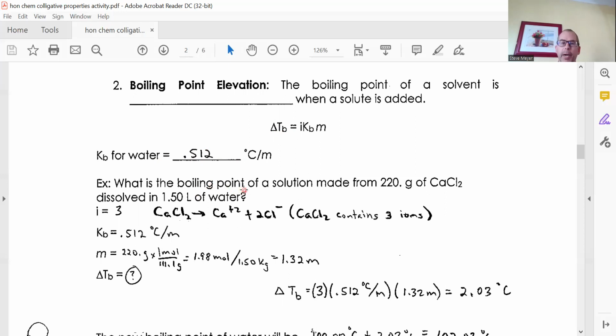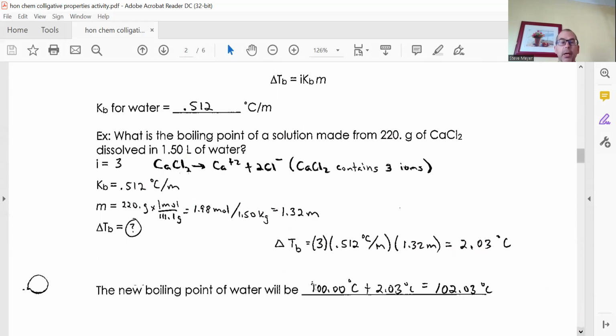Okay, if I look at this problem right here, I talk about 220 grams of CaCl2, 1.5 liters of water. I take my i factor, which is 3 because CaCl2 breaks up into 3 ions. I take my Kb and I figure out my molality. And again, I can just take my moles divided by my kilograms, which is the same as my liters, and I get this number and punch this in, and I get 2.03. Okay, so not that big of a change, but the new boiling point goes from 100 to just over 102. So that would be an example right there of how to apply this.